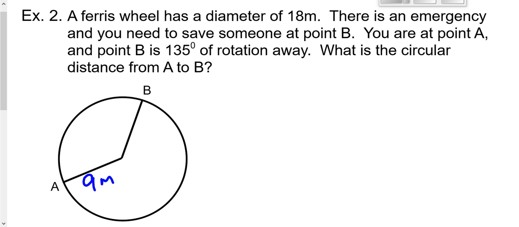Okay, there's an emergency and you need to save someone at point P. You are at point A, so you're here, someone is here. And the angle is 135 degrees, so this is 135 degrees. What is the circular distance from A to B? So from here to here. I hope you still remember this is called the arc length.